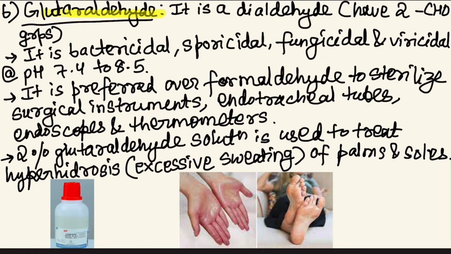Then we have the next aldehyde, that is glutaraldehyde. It is a dialdehyde, that is, it has two aldehyde groups. It is bactericidal, sporicidal, fungicidal, and viricidal at a pH range of 7.4 to 8.5. So the activity is seen only in the pH range of 7.4 to 8.5. It is preferred over formaldehyde to sterilize surgical instruments, endotracheal tubes, endoscopes, and thermometers. Then 2% glutaraldehyde solution is also used to treat hyperhidrosis, that is excessive sweating of both palms and soles.